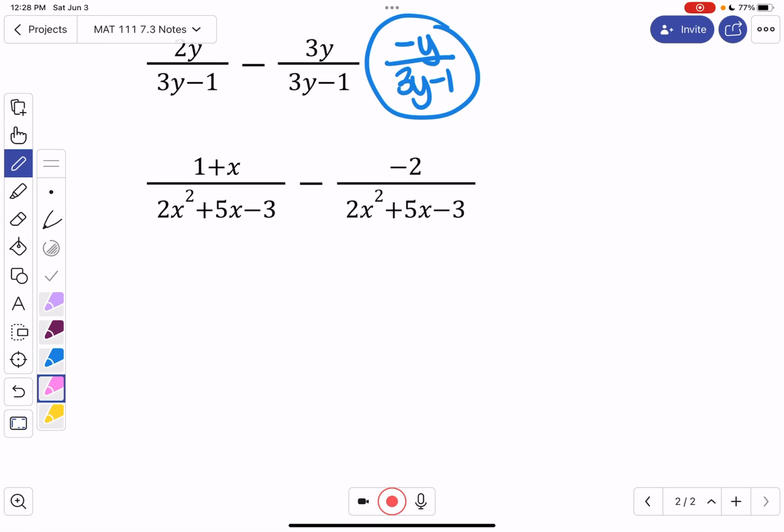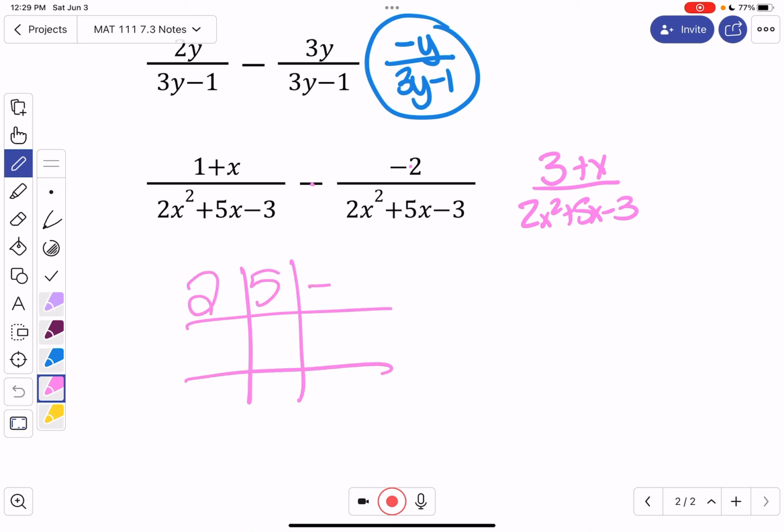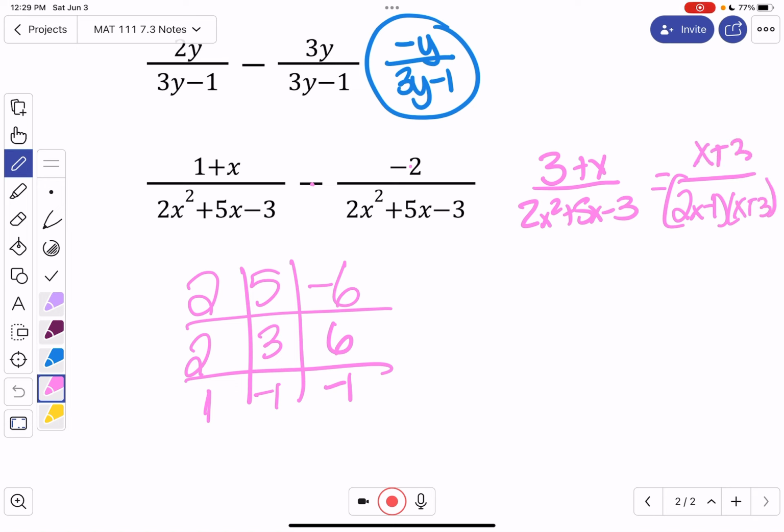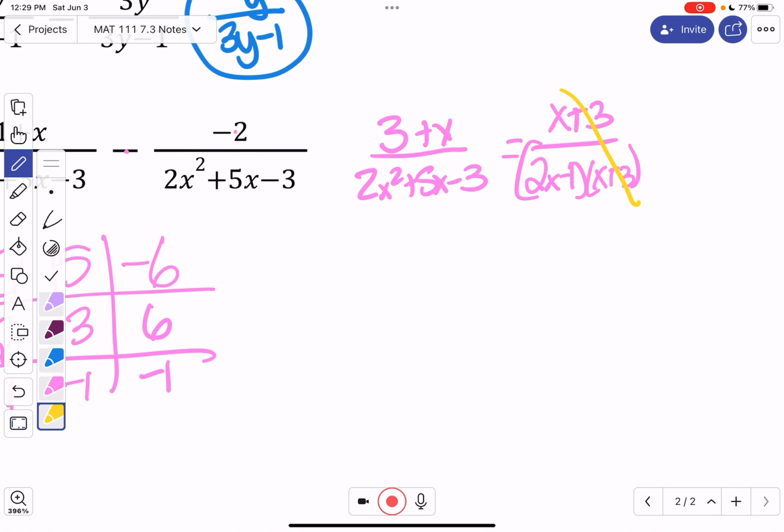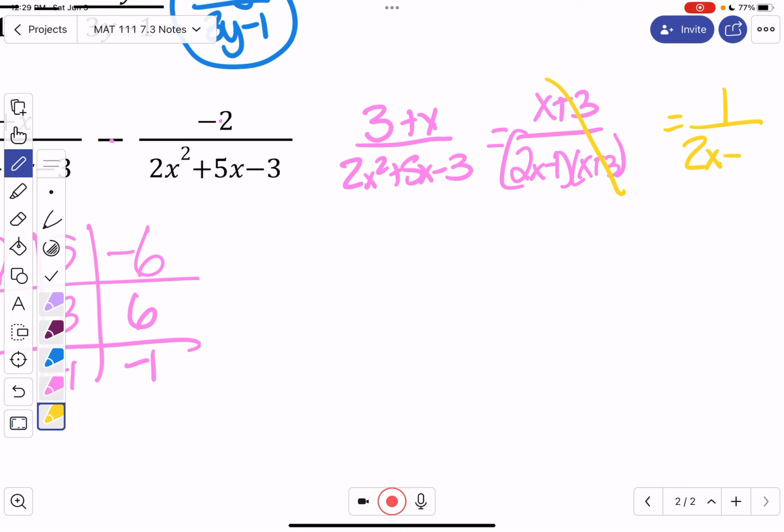Okay, last one on this thing is 1 minus a negative. So when you're minusing a negative, you're really adding. So the top would be 3 plus x. Bottom is 2x squared plus 5x minus 3. We're going to tic-tac-toe that. A times c. Factors of negative 6 would be 6 and negative 1. Greatest common factor is 1. Multiply up, multiply across, and we're left with 2x minus 1 and x plus 3. On the top, 3 plus x is the same as x plus 3. So once we write it like that, we can cancel, and we're left with 1 over 2x minus 1.